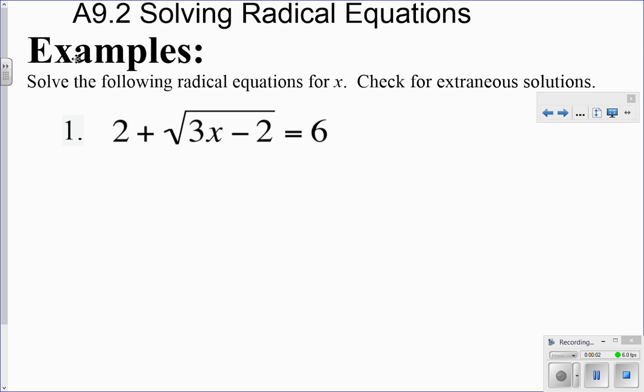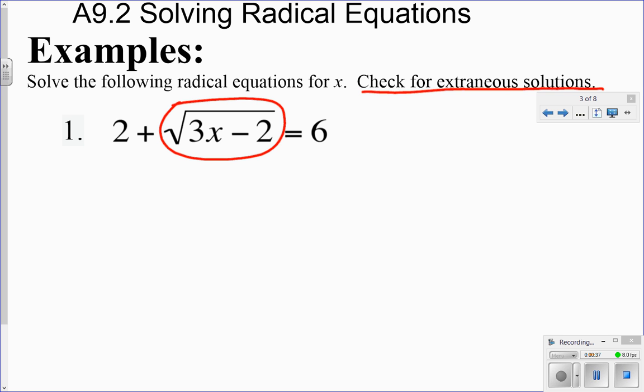All right, mathletes, here's 9.2, solving radical equations. So a big thing with radical equations: we always want to double check our solutions because we're quite often going to get extraneous solutions. By solving radical equations by squaring things, sometimes we have issues with negative answers not being correct answers. So the first step with solving radical equations is you always must isolate your radicals.